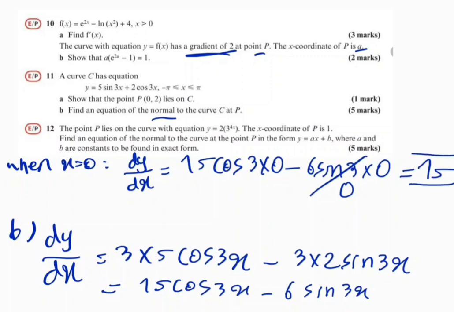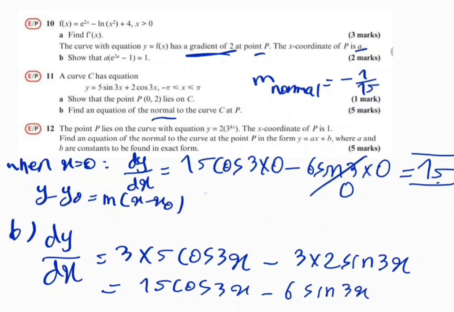However, we should notice that this is the gradient of the tangent to the curve at that point, but we want the normal. The gradient of the normal is the negative reciprocal of the gradient of the tangent, so the gradient of the normal is minus 1 over 15. Now we can use the basic equation of a straight line, which is y minus y0 is equal to m times x minus x0.